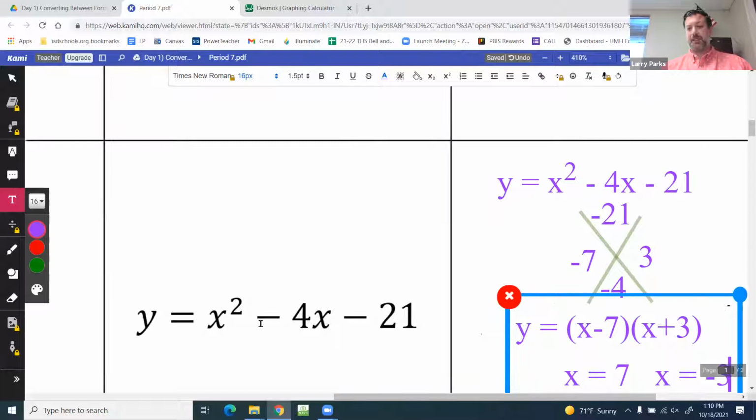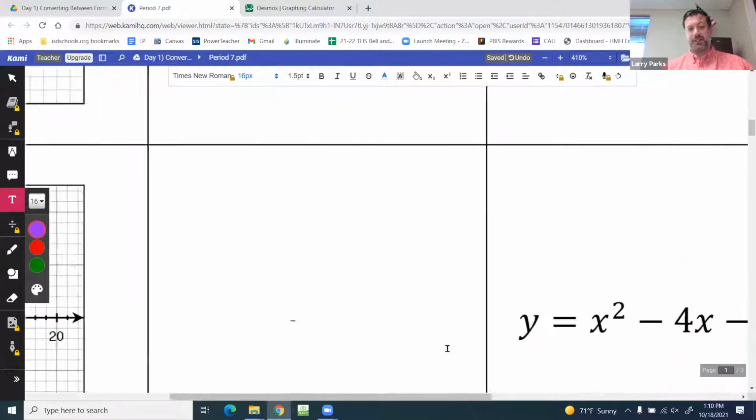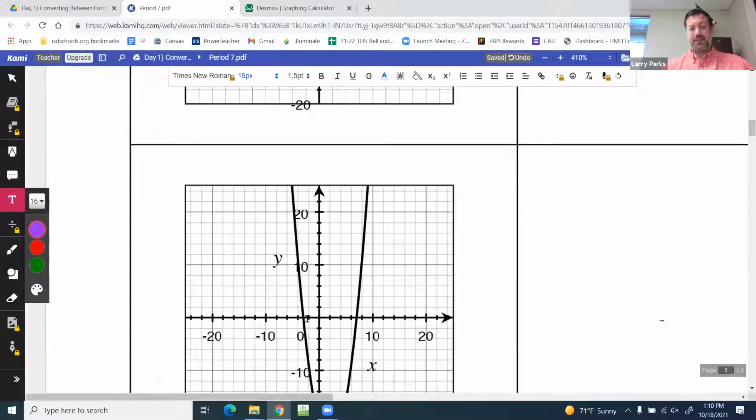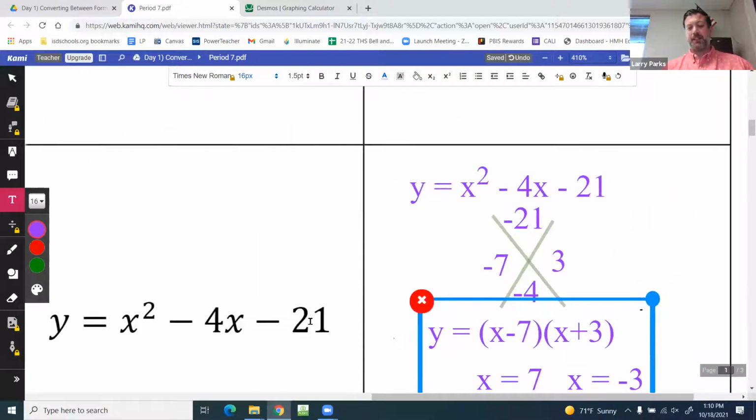Okay, so if I type this in and this in, and I could also just look at the graph here, notice it's 7 and negative 3. But if I type both of these into Desmos, they are the same graph, believe me.